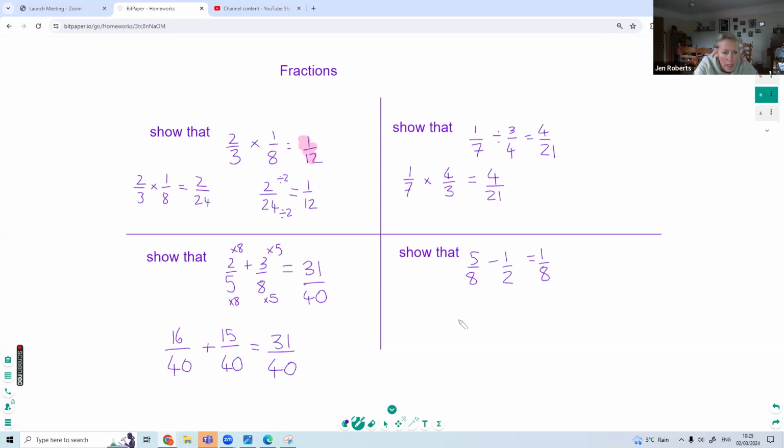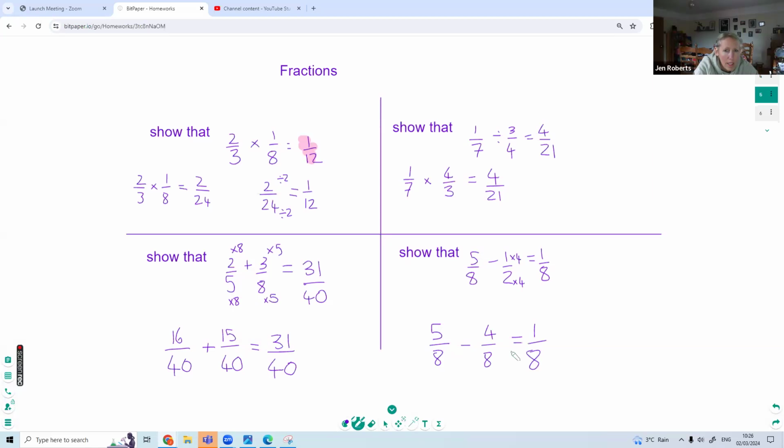This one is really similar. So we're looking for a lowest common multiple of 8 and 2, which is 8. So we need our fractions both out of 8. Well, that first one is already out of 8, so we can leave it as it is. To get this into 8, we need to times it by 4. So we're going to times that by 4. 1 times 4 is 4. 5 take away 4 is 1. Leave our denominator the same.